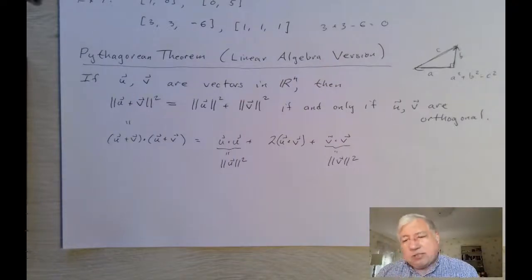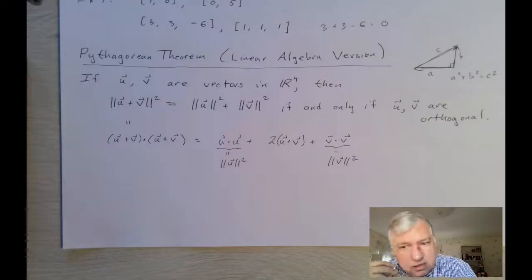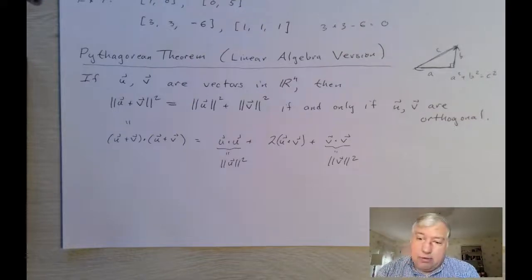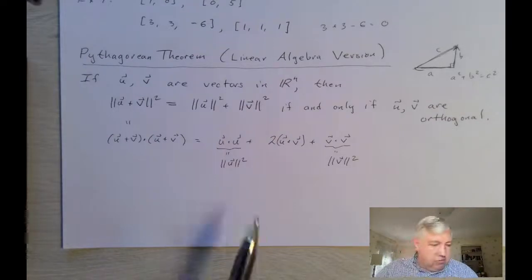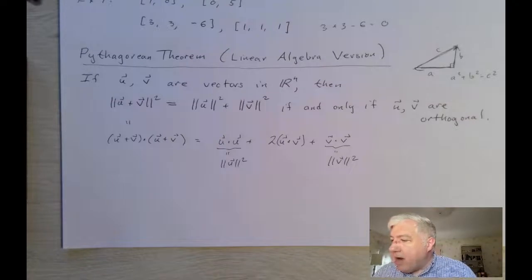It's not actually a completely self-contained proof, because if you remember last time, what we did is we used the law of cosines, and you have to figure out, well, where did the law of cosines come from? And in a way, the law of cosines is a generalized version of the Pythagorean theorem. But anyway, that's the linear algebra version of the Pythagorean theorem.